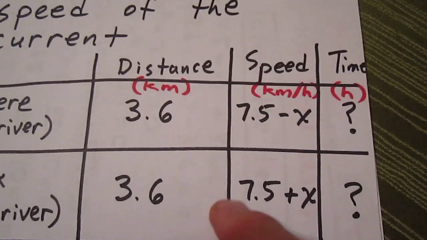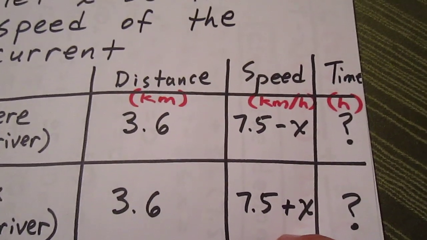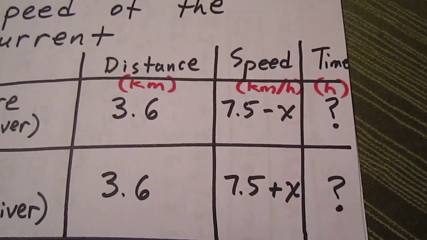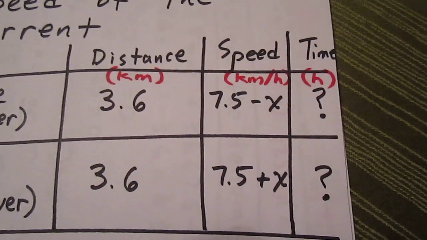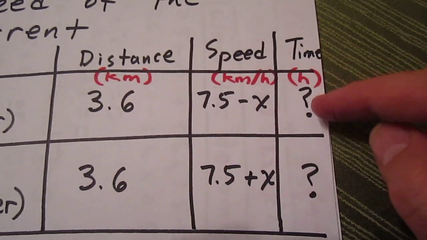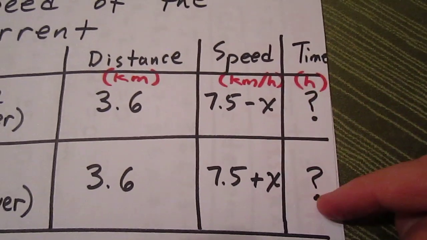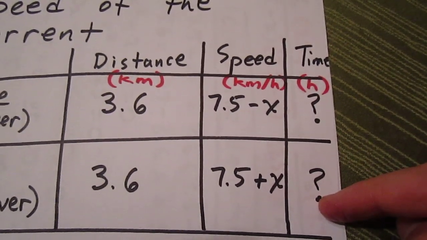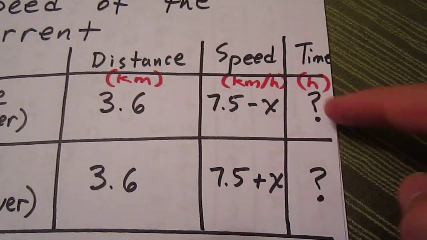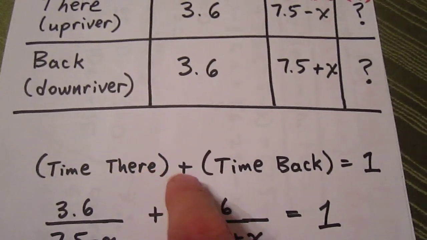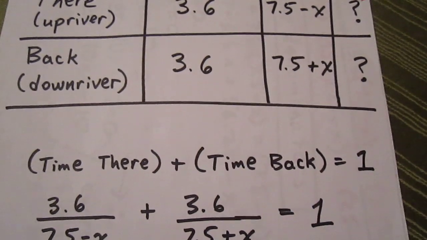However, when he turns around and goes on the way back, he's got the current with him, so he's actually picking up speed. He's going 7.5 plus x. Now, unfortunately, we don't know how long it took him to get there, and we don't know how long it took him to get back. But we are going to be able to make an equation out of the time with respect to these two scenarios. We know that the time there plus the time back equals 1 hour.